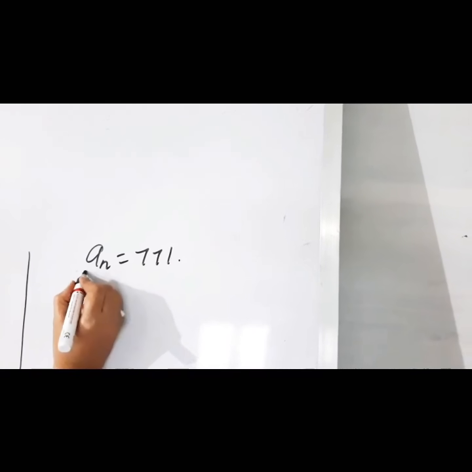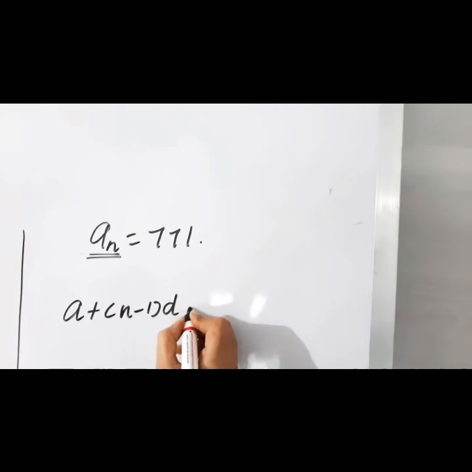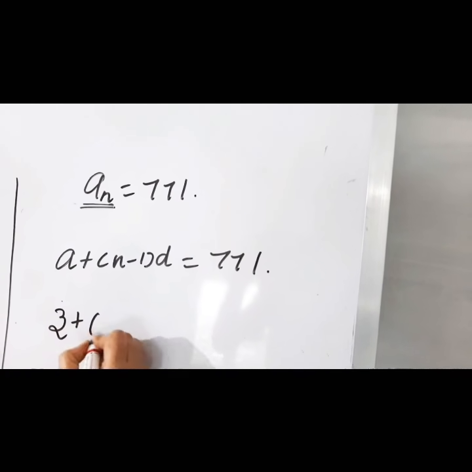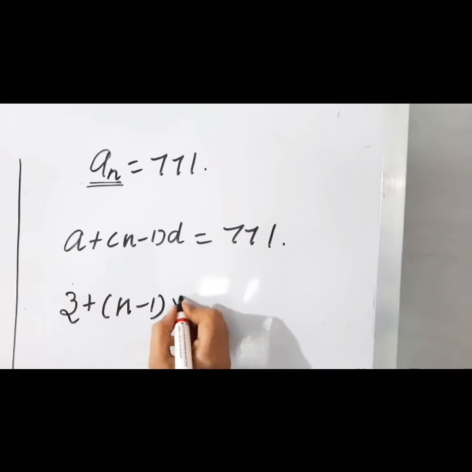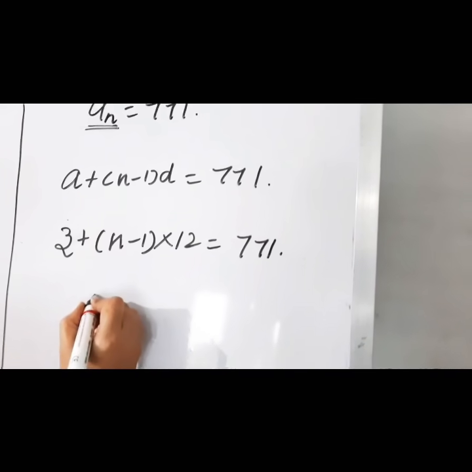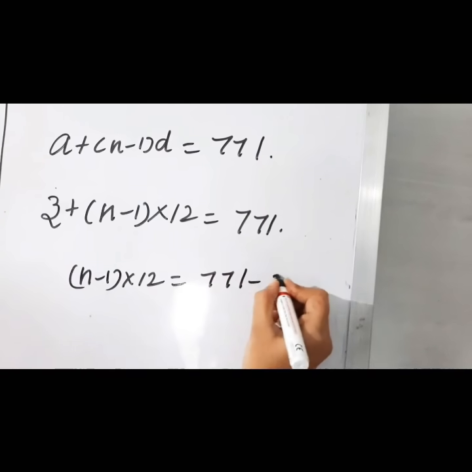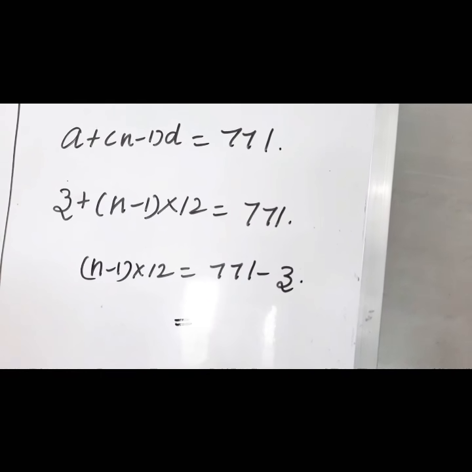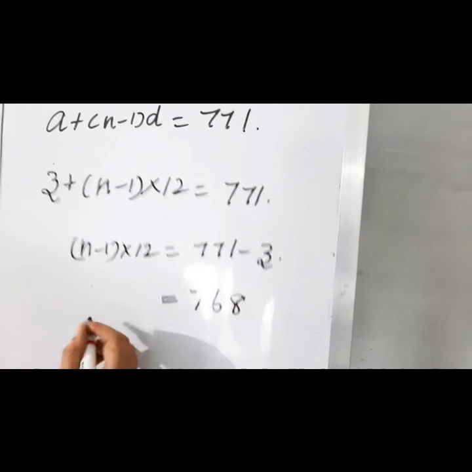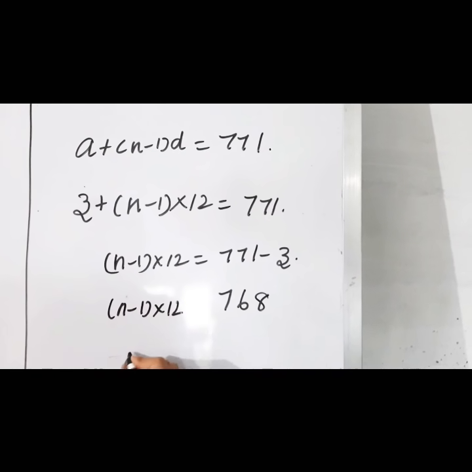So for that we are going to substitute the general format of an. a plus n minus 1 into d is 771. What is a here in this AP? 3. What is n? That is what we want to find out. What is d? 12, equal to 771. n minus 1 into 12 equal to 771 minus 3, which is equal to 768.